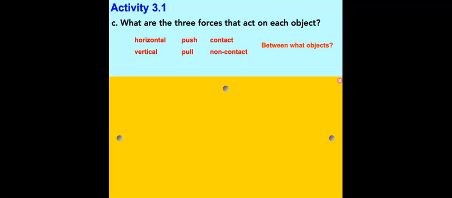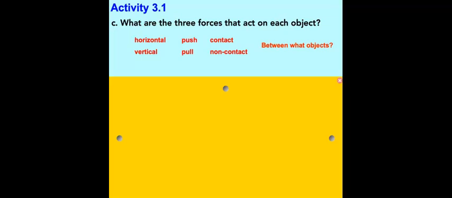All right, so now that you've had a chance to create your interaction table and your force model, let's go ahead and answer questions C, D, and E. So what are the three forces that act on each object? Think about it. We've practiced doing this already in some previous lessons.